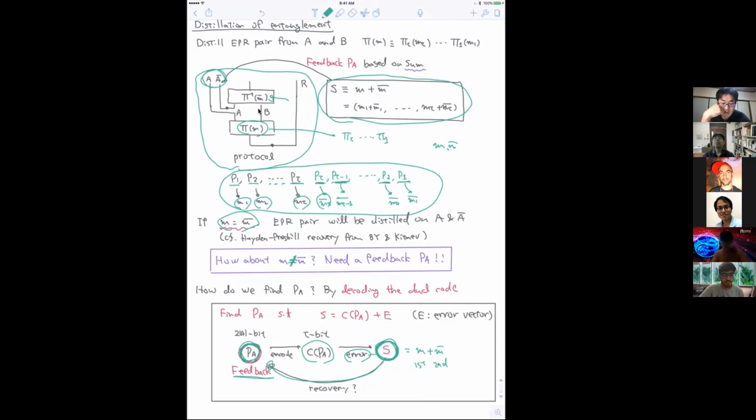If you do that, it turns out that you can distill an EPR pair on A and A bar. So roughly speaking, decoding of this dual classical error correcting problem is actually a distillation protocol of the entanglement for the monitored quantum circuit.